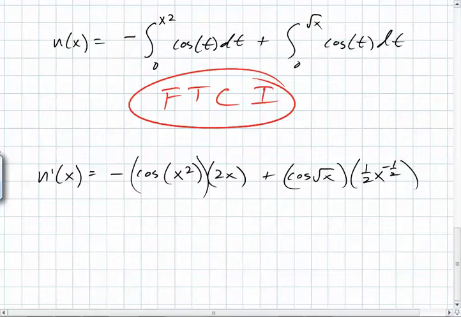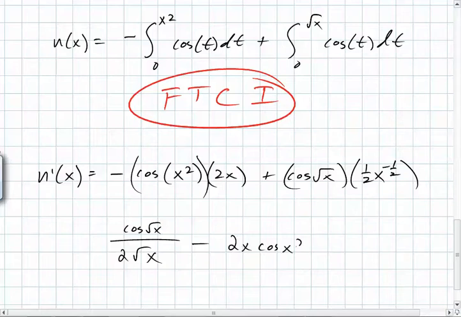On the AP test, in a multiple choice, what are they going to do to that? They're going to clean it up a little bit. My guess is they would write it as cosine of the square root of x over 2 root x, minus 2x cosine x squared. That's how I think they would write it. They would rearrange it so the negatives weren't sticking out in front.